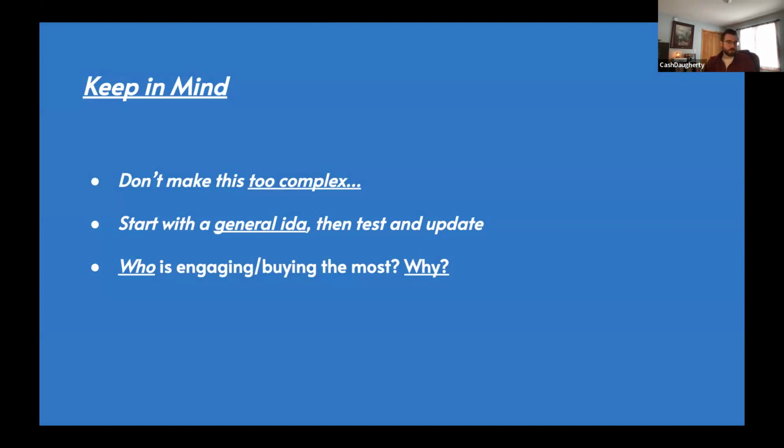And the main thing to keep in mind that you're looking for here is, out of your total target market, who's engaging and buying from you the most? What are the characteristics that make them up? What do they have in common? And then digging into why they're behaving this way. Why do they feel a certain way about your brand or particular product?